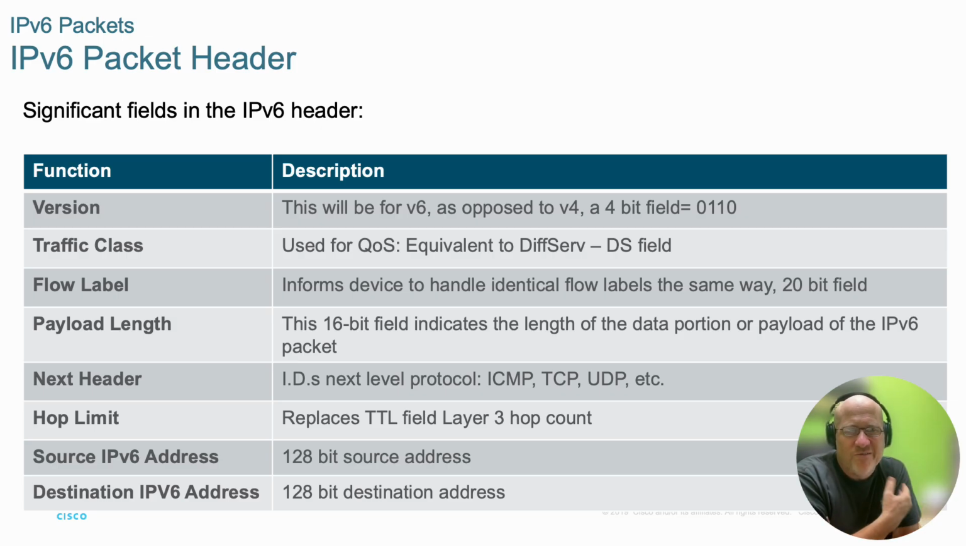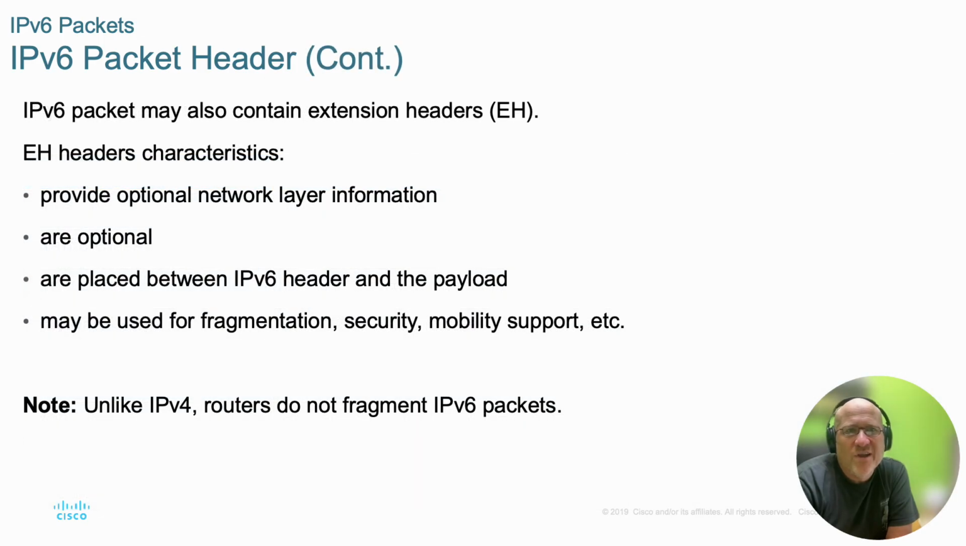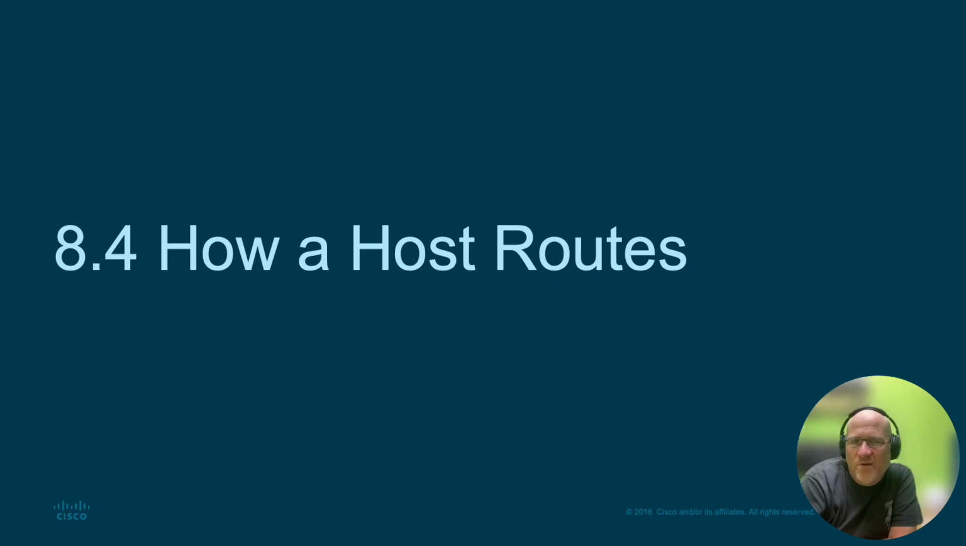Time to live is now a hop limit, and you've still got the ID of what it is actually carrying. Okay, and then you can have extension headers, which are actually part of the datagram or inside the data content, and that is where you're telling it what's going on, whether you're actually tunneling through IPv4 or you're actually running a required fragmentation or a secure environment or something else.